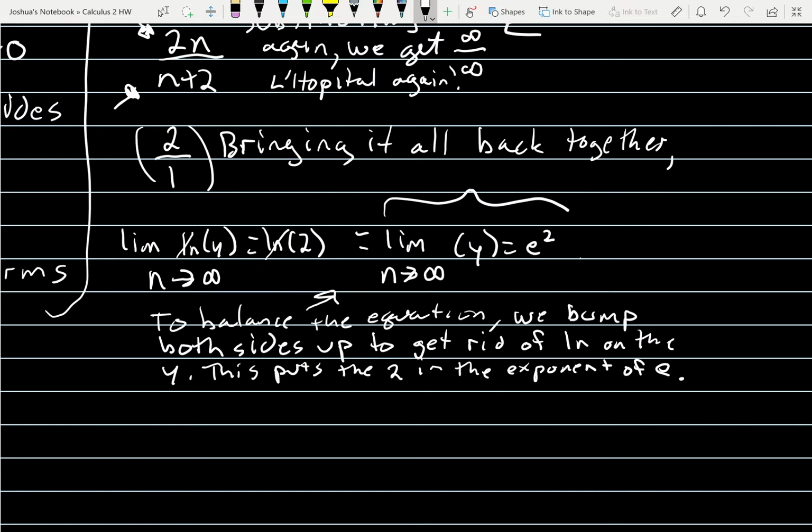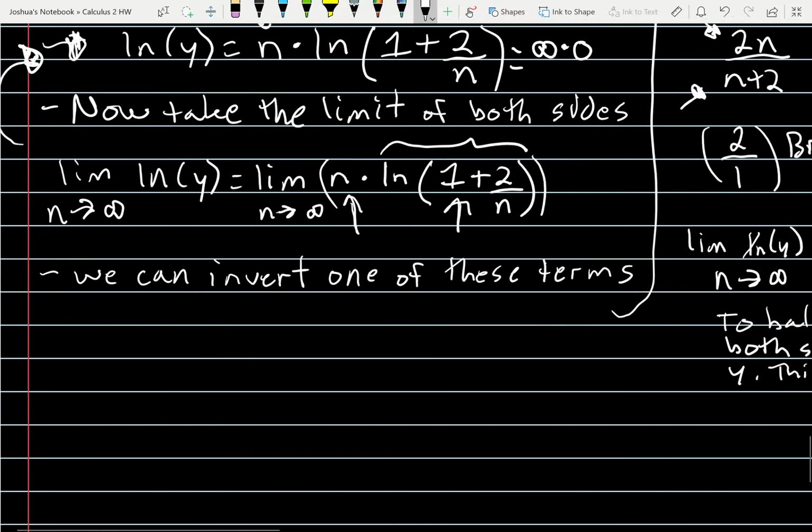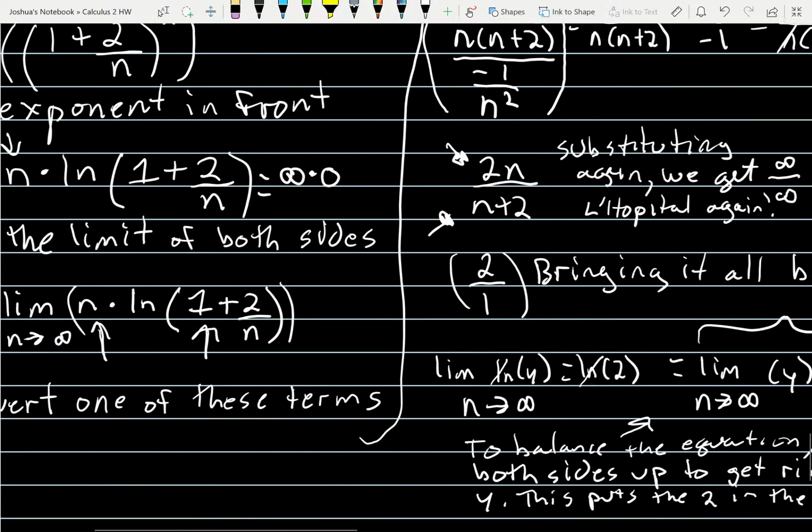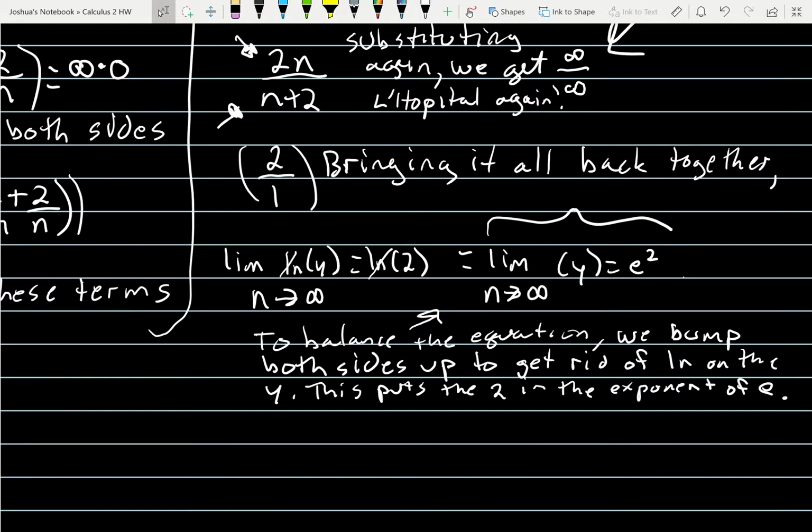It's pretty straightforward. The 2 things I'll bet you probably missed, because again I wasn't thinking about it, was this right here, the fact that you can invert one of these and make it 1 over n and stick it on the bottom of a fraction, and this part right here, where to get rid of the natural log you'd have to bump that 2 to e to the 2.